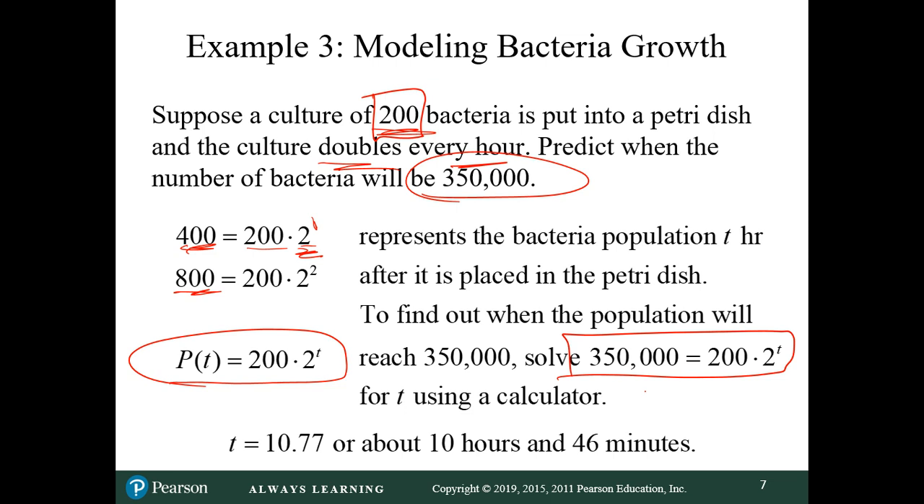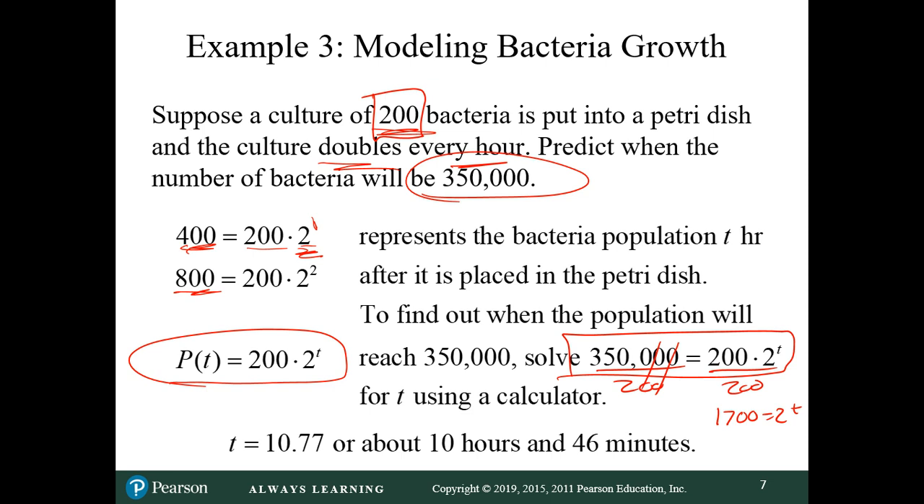Now, they say use a calculator to figure it out. Yep, you want to use a calculator to figure it out. What I would do is divide by 200 first. So it's 1750 equals 2 to the t power. And then they want you to use the graph and see where it hits 1750.